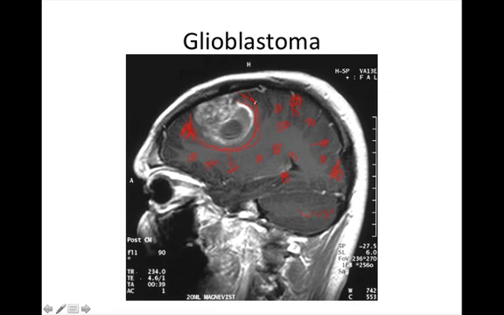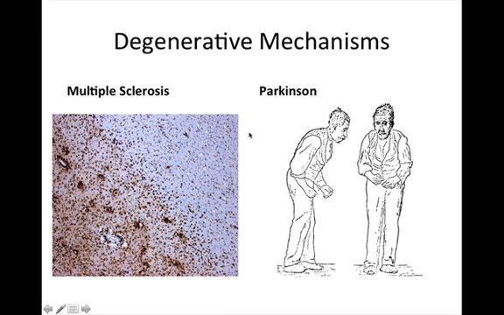So again, brain tumors also cause an increase in pressure. And then the last thing I want to talk about are degenerative mechanisms, whether it's demyelination or just flat out degeneration. As I talked about at the beginning of this presentation, I talked about multiple sclerosis, or MS, and how this is a demyelinating disease.